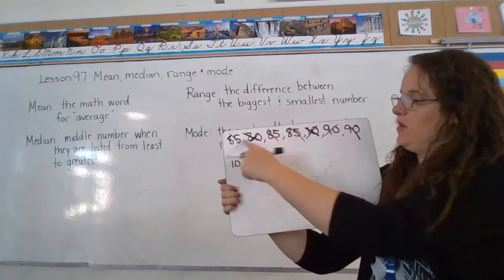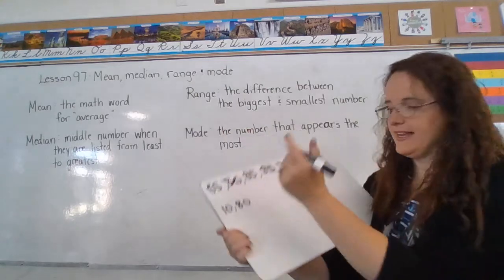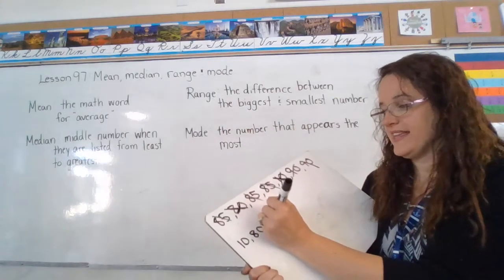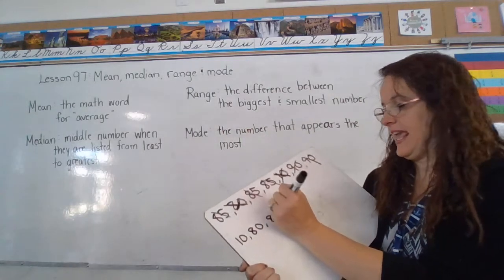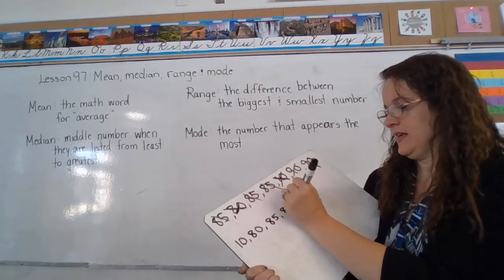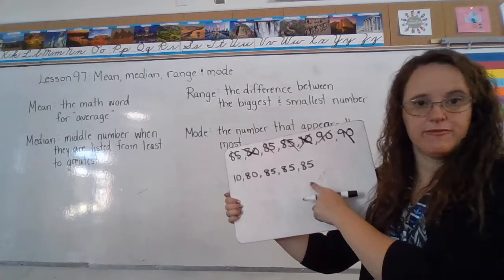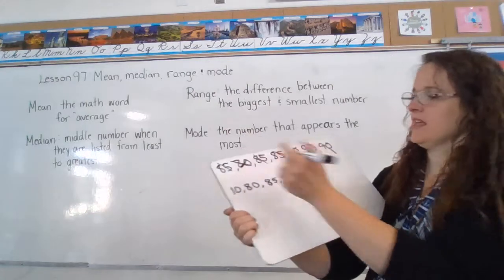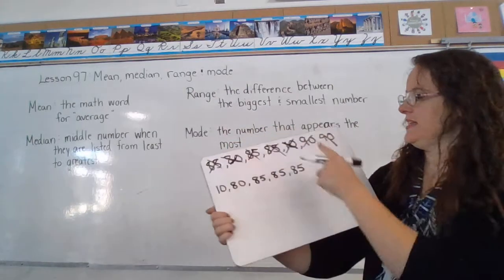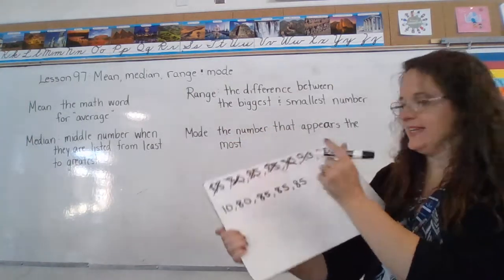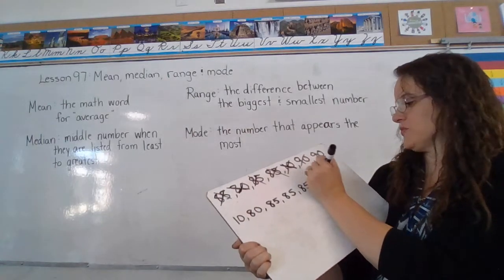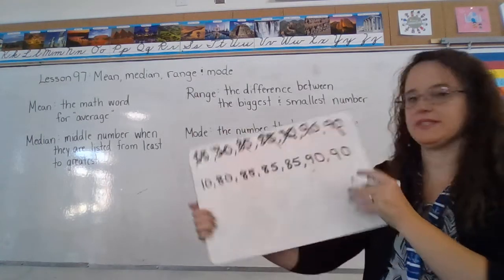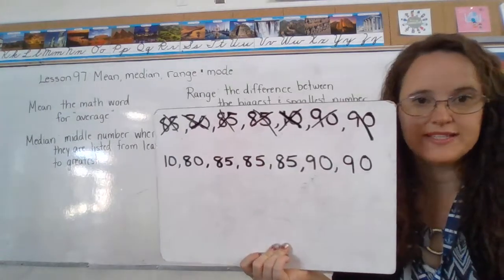Then we have 1, 2, 3 85s. So I have to write that 3 times. I can't just write it once because he scored 85 points 3 times. So done, done, done. And then we have 2 90s. So once again, I have to write it 2 times because he scored 90 twice.